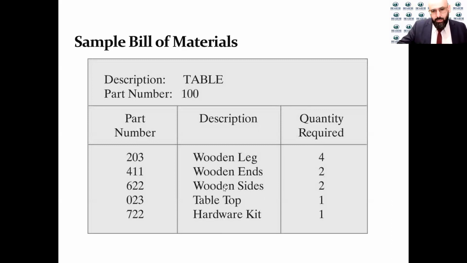So this way we can understand what the components of a table are, and we can plan not only for the table itself, the parent, but also for the children, the legs, the ends, the sides, the top, and the hardware kit, based on the demand.